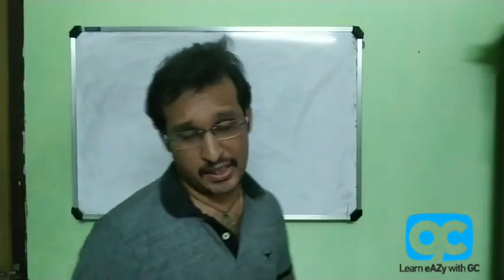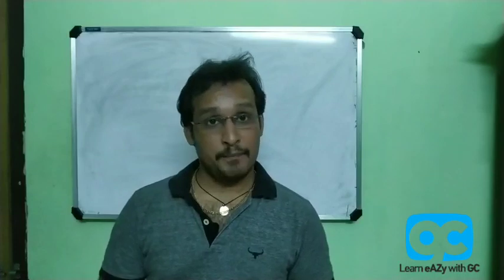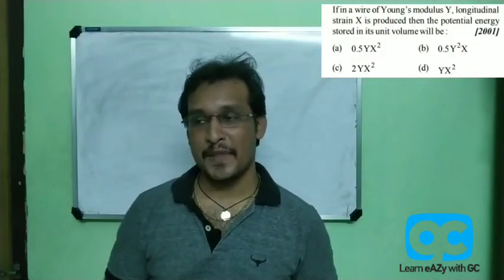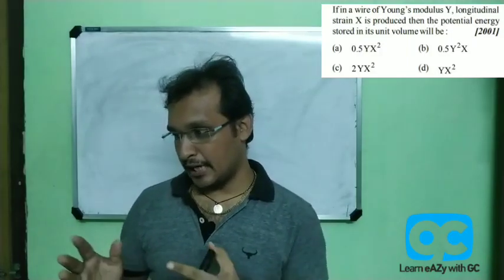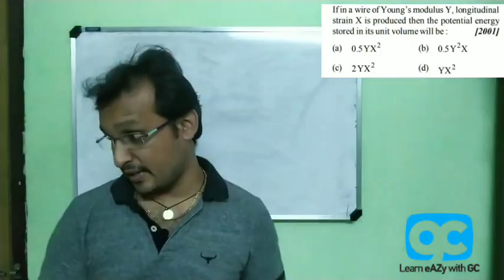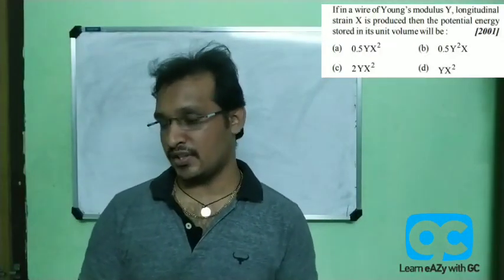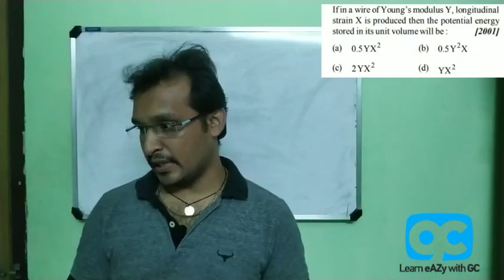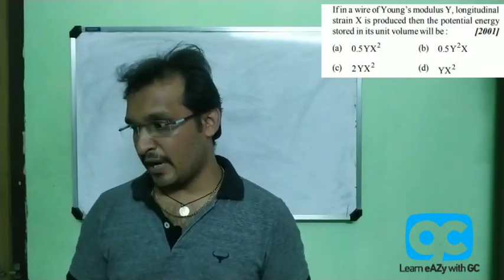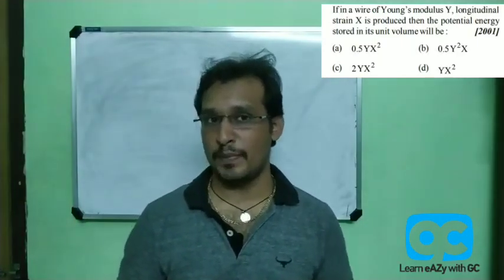So here is the next question, the third question, which is from mechanical properties of solids. Here also there is a wire whose Young's modulus is given as capital Y. Strain, we know, is change in length by original length. That strain, or change in dimension by original dimension, has a value given as X, and we have to find the energy stored, the potential energy stored per unit volume.